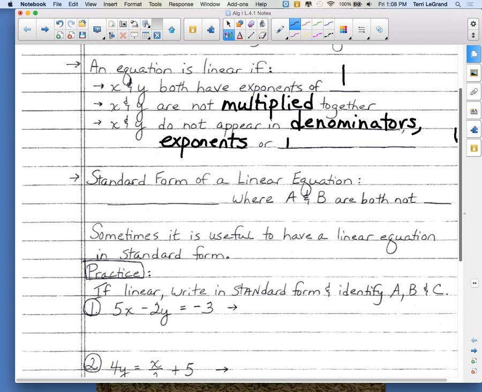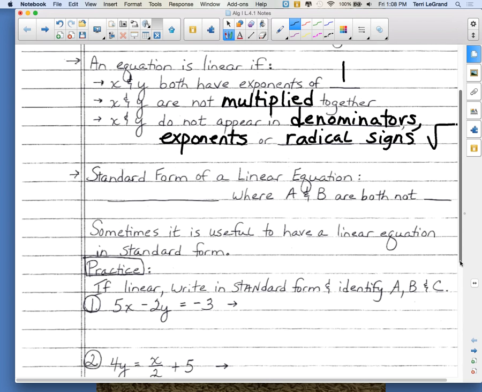And the other thing is they can't have any radical signs in the equation. If they are under any radical signs, what I mean by that is the square root symbol. That's a radical sign. We would typically call it square root, but we can also find other roots with it. So if the x or the y appear underneath a radical sign, we do not have a linear equation. So it has to pass all of those tests. Then we talk about if it is linear.